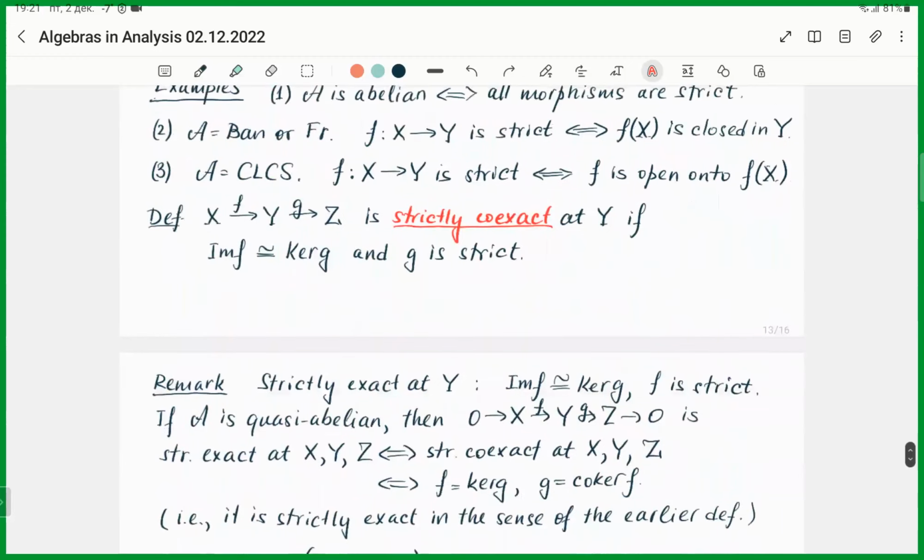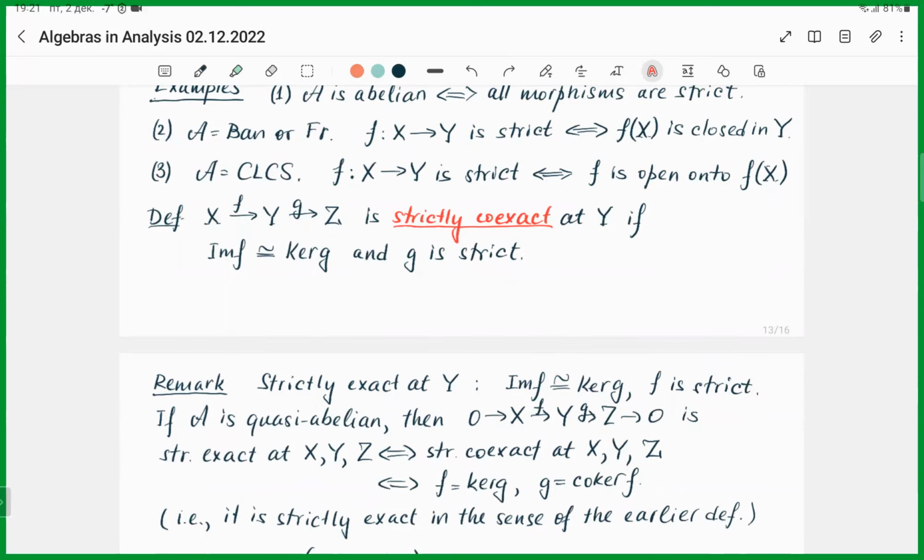Let me make a short remark about the dual situation. We can also define strictly exact sequences. So in the case of strictly exact sequences, we require, again, this isomorphism, and also require that F is strict. Not G, but F is strict.